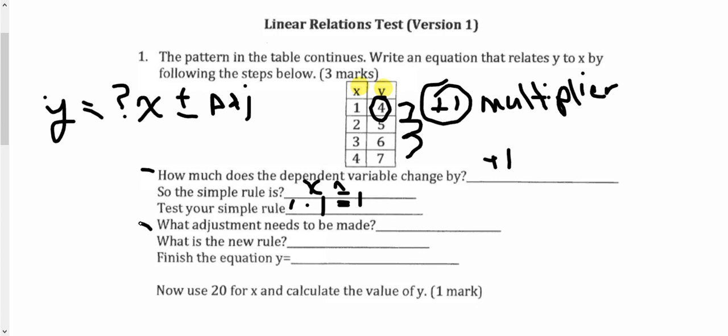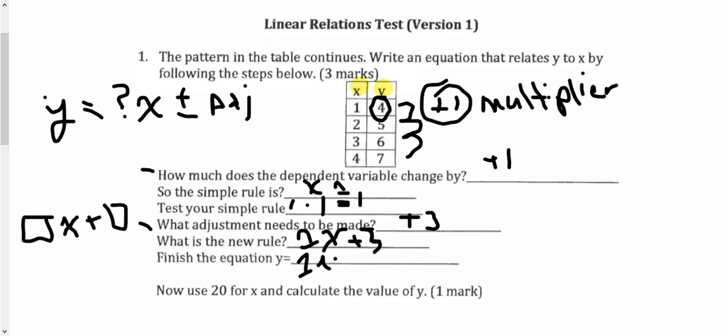So that leads us to the next question: what adjustment needs to be made? Well, if I've got a 1 and I need 4, I'm going to have to add 3. So what's our new rule? Remember, our rule always wants to be something happening to x with an adjustment. So here we've got 1 times x plus 3. So 1x plus 3. So finish the equation.